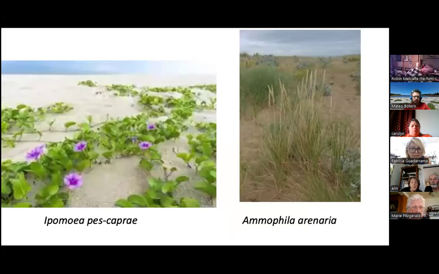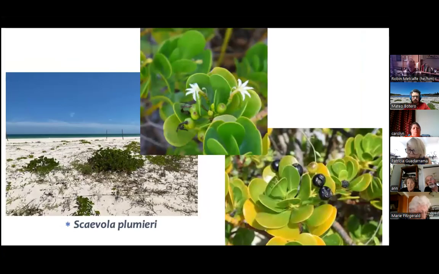Ipomoea pes-caprae. Sorry, the image is bad. Its leaves are used as medicine for kidney problems. Scaevola. Its fruits are edible. You can see in this image it has black berries. They look like blueberries, right?